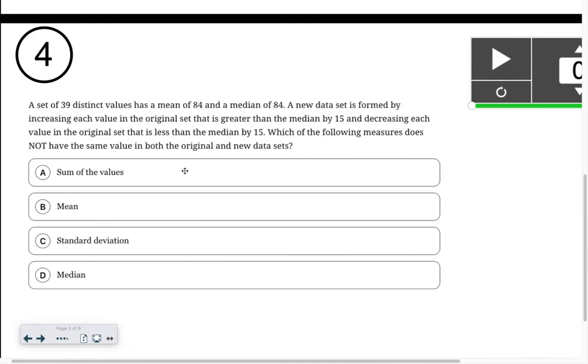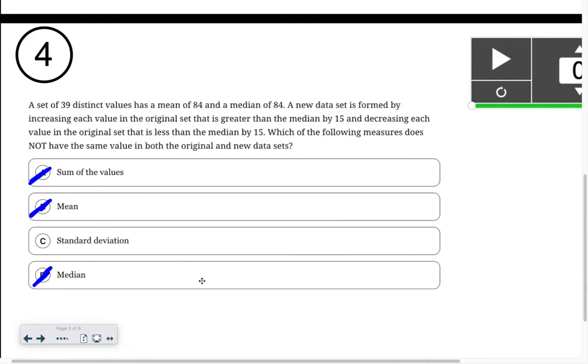If there's 39 distinct values, then it's an odd number of numbers, so there is a definitive median. All the values above it and all the values below it, if we add 15 and subtract 15 from the same number of numbers, then the sum of the values is not going to change. And if the sum doesn't change, then the mean's not going to change because we'll still be dividing by 39. Also, the median's not going to change because you're going to move all the numbers above the middle number higher and all the numbers below it lower, but the middle number is going to stay the same.